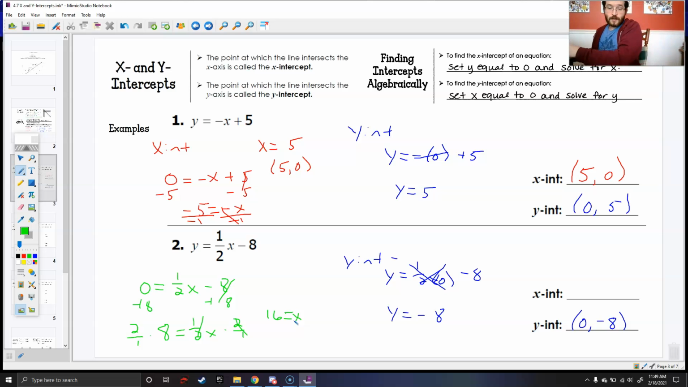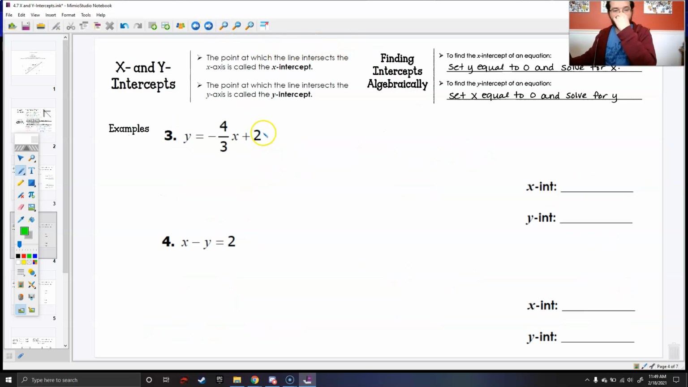16 equals x, which is going to give us 16, comma 0 for our x-intercept. All right. So since this one's already in slope-intercept form, I'm just going to do our y-intercept real quick. So we know that that is 0, comma 2, because we know that this is a y-intercept.